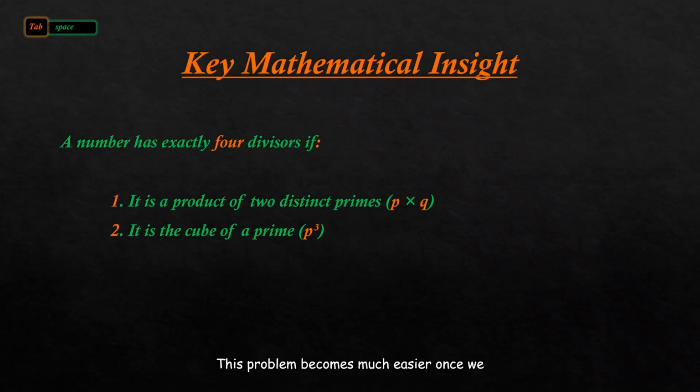This problem becomes much easier once we understand a key mathematical observation. A number has exactly 4 divisors if and only if it satisfies one of the following conditions. First, it is the product of two distinct prime numbers, such as 21 equals 3 times 7. Second, it is the cube of a prime number, such as 8 equals 2 cubed. Any number that does not fall into one of these categories cannot have exactly 4 divisors.